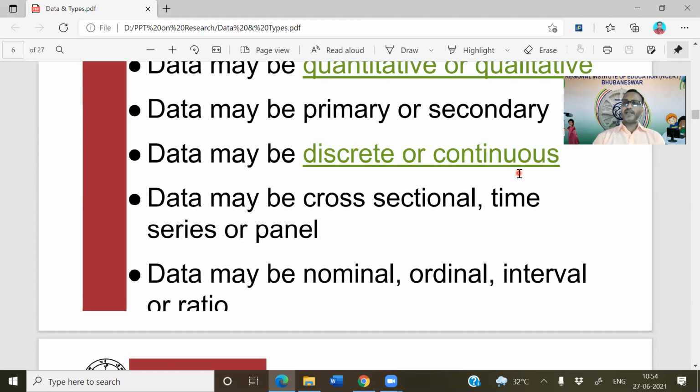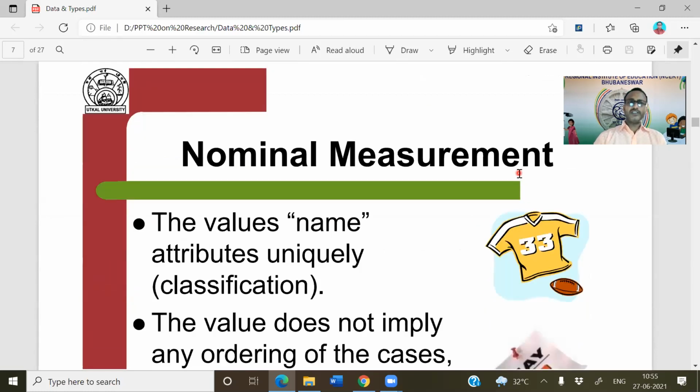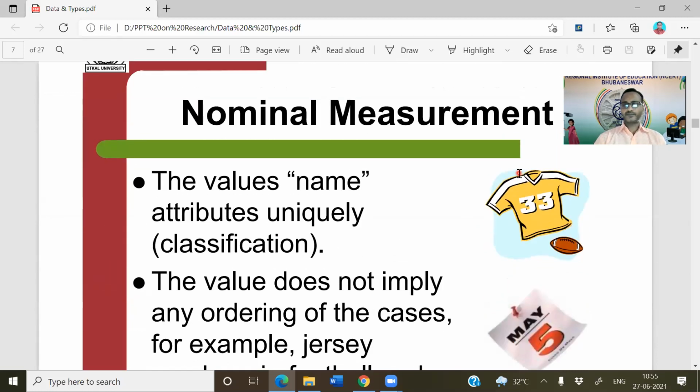And sometimes you will find in books and literature, this is written under levels of measurements. This is written under scales of measurements. Measurement scales in social science. So let us see all the data, starting with nominal. Nominal measurement. The value names attributes uniquely. What is nominal measurement? I will give you an example.